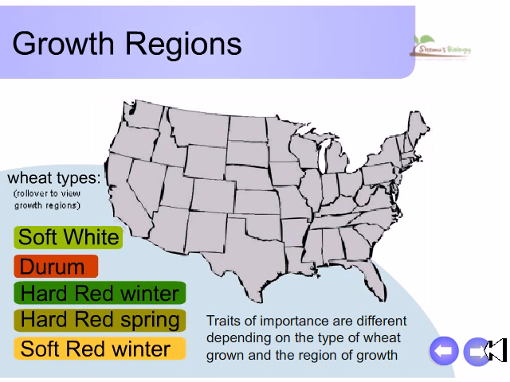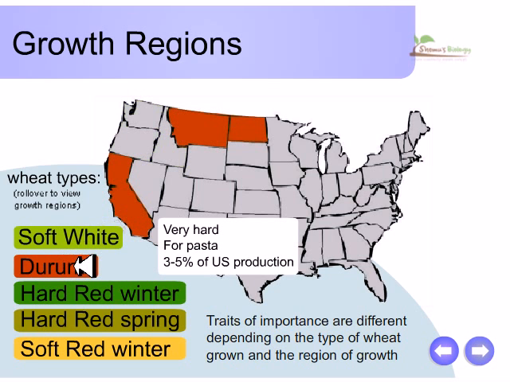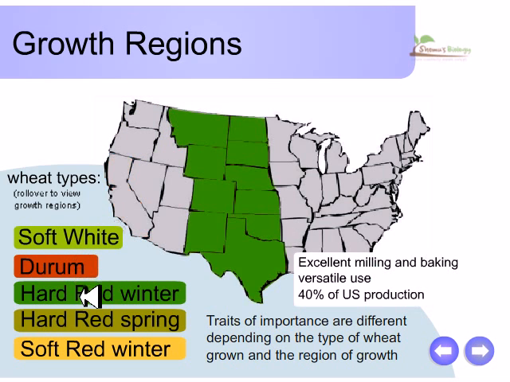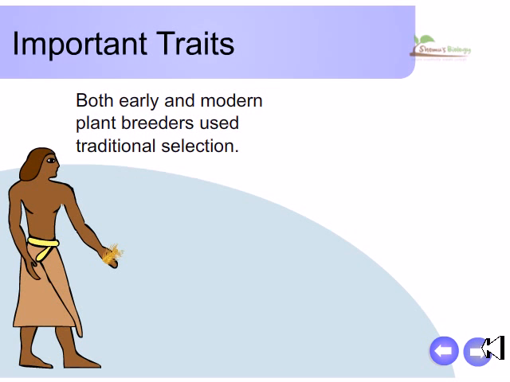Now if we look at the growth regions, we can find, for example, soft white, durum, and most importantly hard red, which is planted in wintertime and is excellent for milling and breeding purposes, and very versatile in use. So these are some selectively bred wheats all over the United States. Traits of importance are different depending on the type of wheat grown and the region of growth.